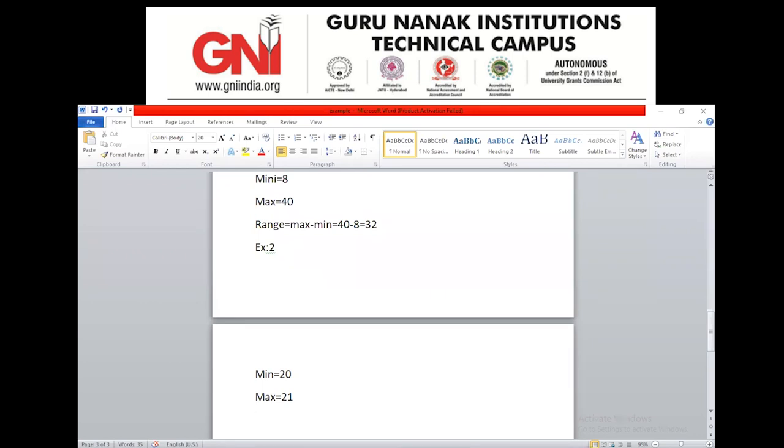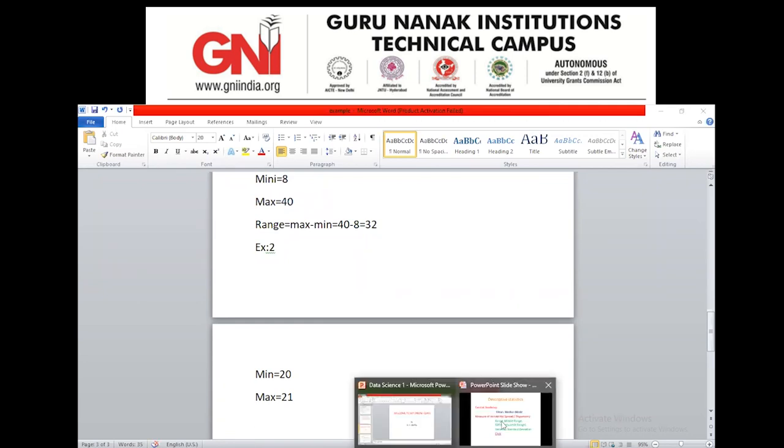Yes, sir. Maximum value minus minimum value. So that is the range.